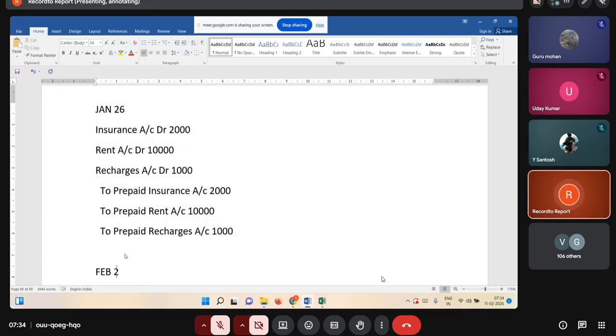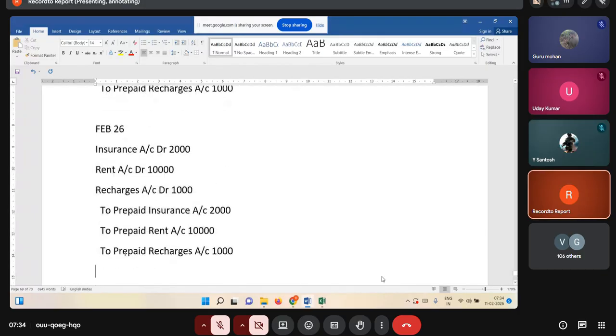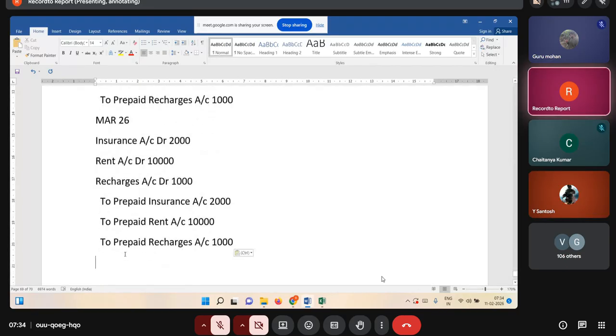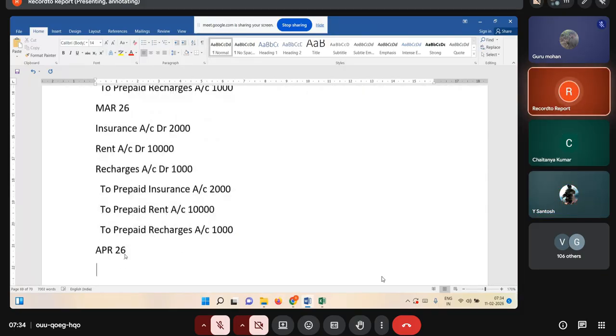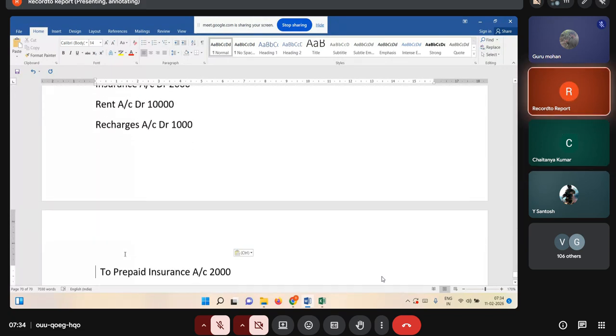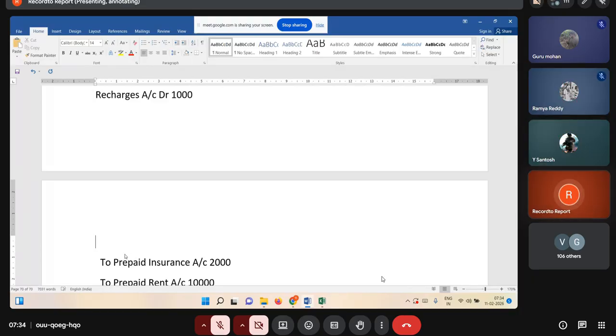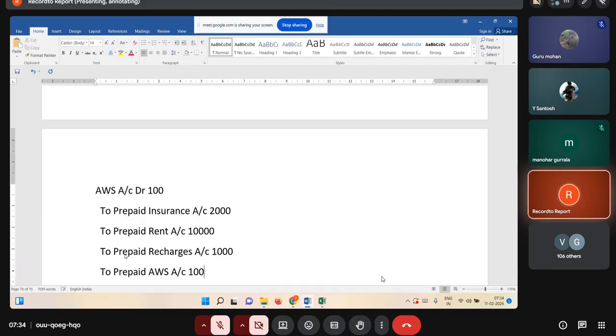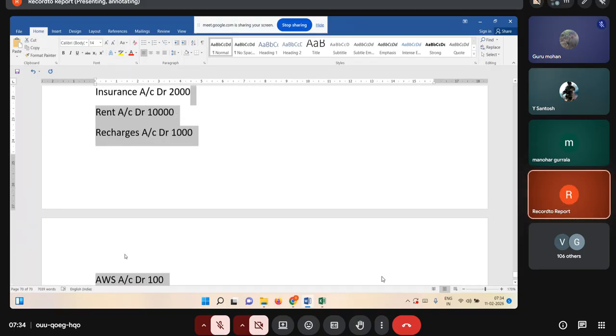So February month, do we have any changes? No. March month, do we have any changes, guys? No. So what changes will happen from April? AWS will be added. What is the amount here? 100. To prepaid AWS account, 100 rupees. Guys, understand?